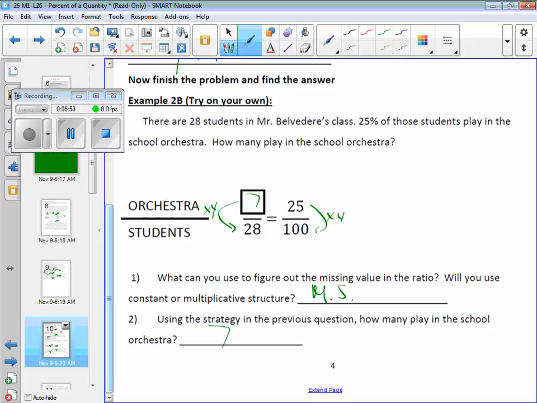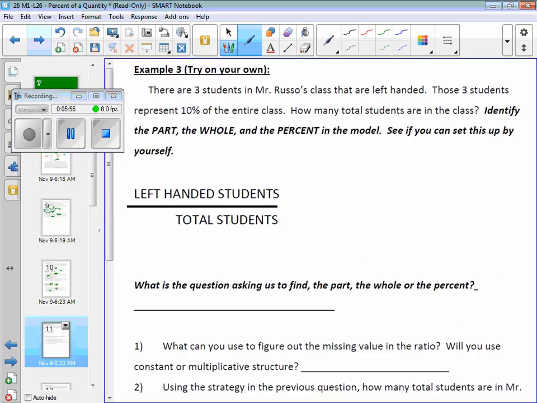All right, now if you go to the next page, they give you less and less of the model for you. You have to fill out the missing parts and identify what's what. All right, let's do it together. There are 3 students in Mr. Russo's class that are left-handed. Those 3 students represent 10% of the entire class. How many total students are in class?